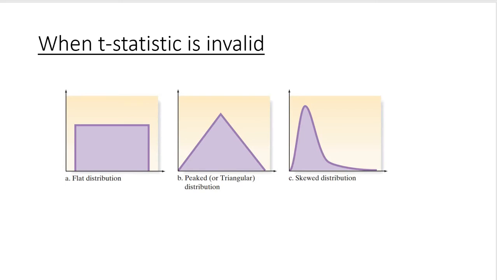Actually, you have plenty of non-normal distributions like flat distribution, peaked or triangular distribution when it's extremely peaky, or skewed distribution, which is close to normal yet non-symmetrical. And in those cases, even t-statistic is not valid.